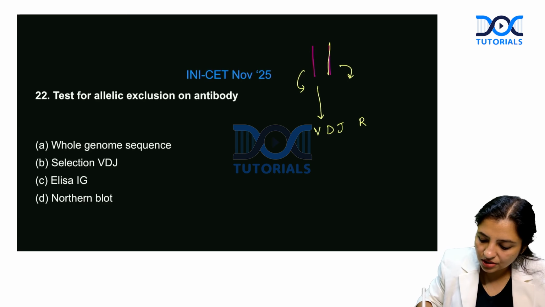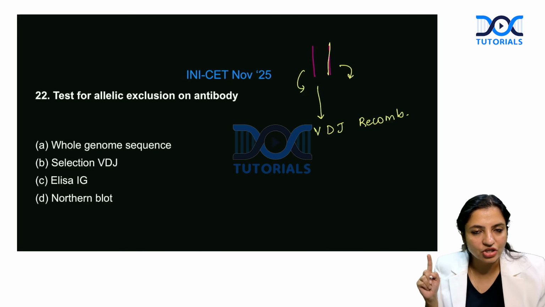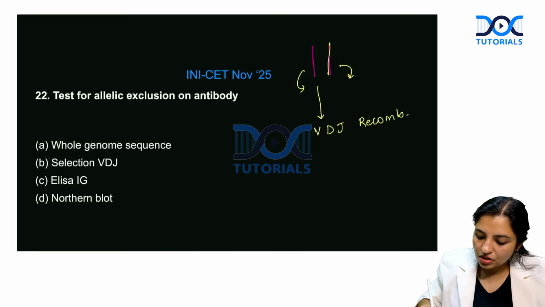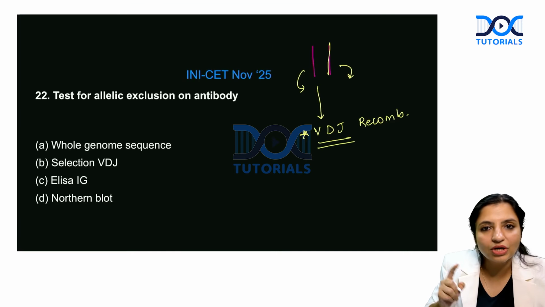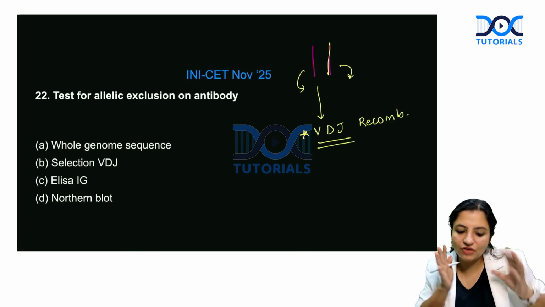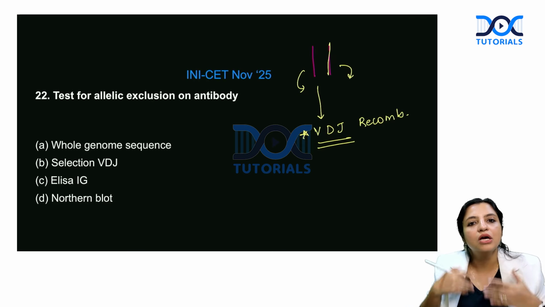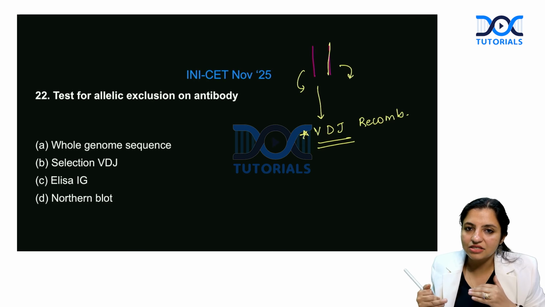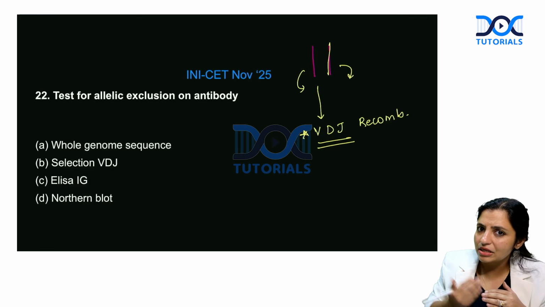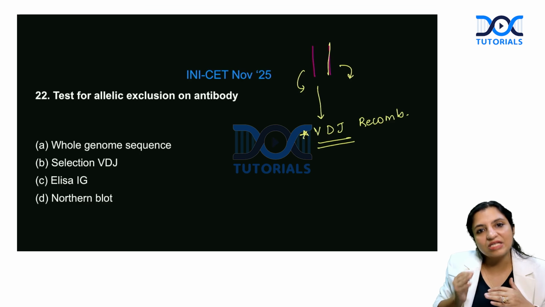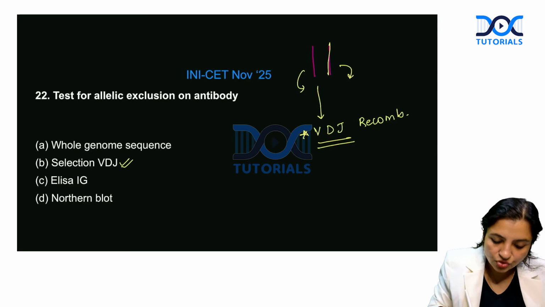VDJ recombination. So either a heavy chain recombination or light chain recombination. So it will undergo VDJ recombination in the heavy chain. This VDJ recombination, if you start studying that, will resemble only one of the parents. So VDJ recombination of a child should resemble one of the parents, either the father or the mother. So this test will help you identify from which allele we are making the antibodies, from paternal or maternal. That is one of the specific tests which we do for allelic exclusion studies. So you have to do VDJ studies.